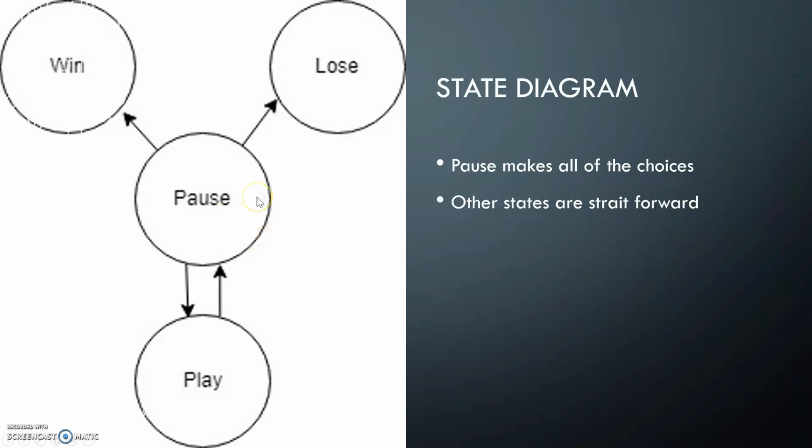Alright, so this describes the state: we actually start in the pause state, and then from the pause state we can go to a play state, a win state, or a lose state. Pause makes all the choices. Other states are pretty straightforward because we cannot go to any other states from lose, no states from win, and play can go back to pause.